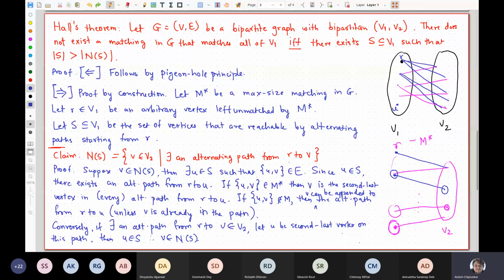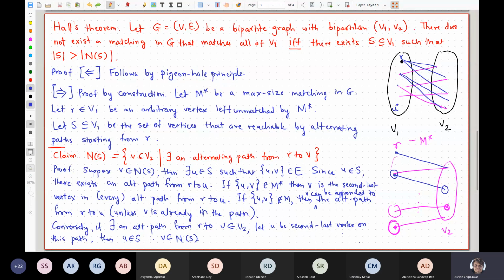So just to confirm, what we have done is first we started from R, and then by alternating paths we tried to reach some vertex in V1. All such vertices we called the set S. Then we created a set where, through alternating paths, we reach V2, and all those vertices we called NS. Then we proved that for all those vertices in NS, there exists an edge from the previous set to this set. Yes, absolutely. You're right, Chinmay.